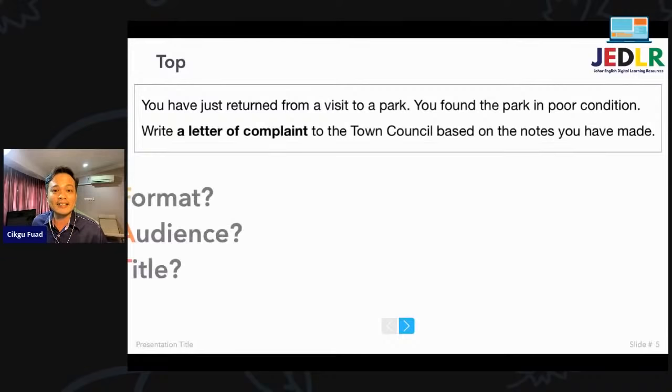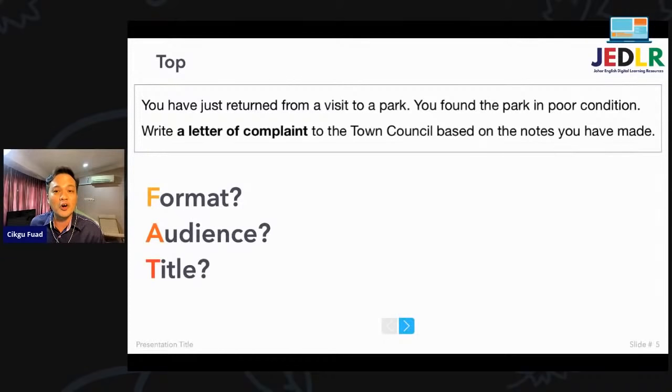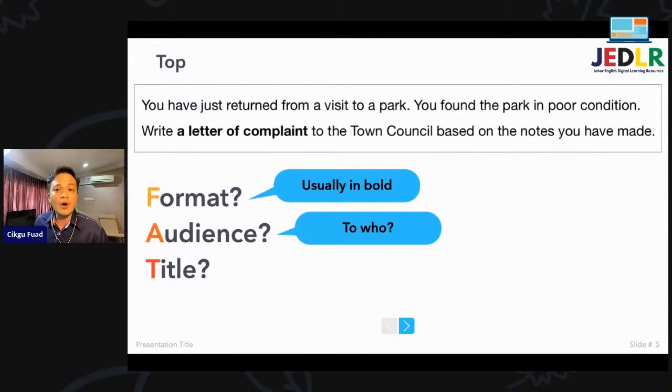There are three things that you need to look for. Tiga benda yang kena cari. FAT: format, audience, and title. How can we find the format? Very easy, because usually the format is in bold. So here you can see a letter of complaint over there. Audience is to who? To who are we going to write it for? And the title is what the question is all about.